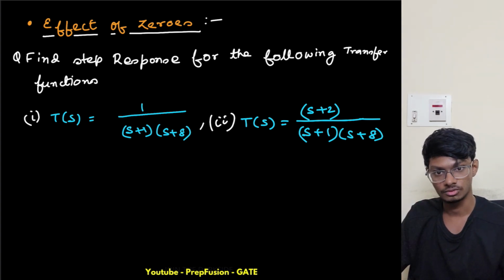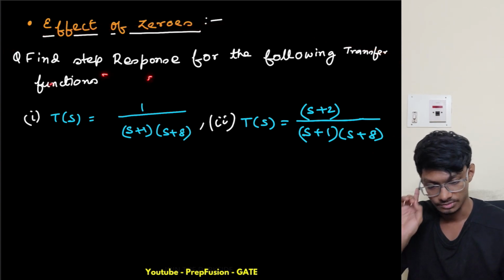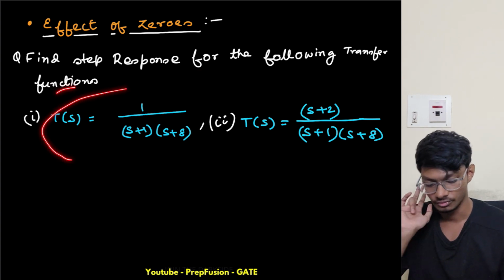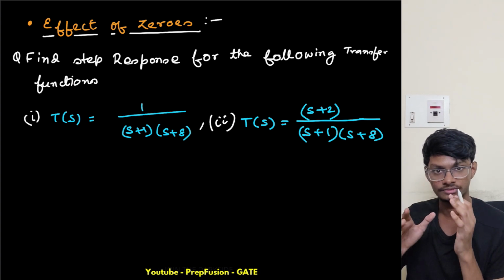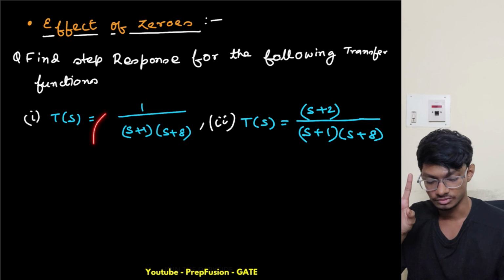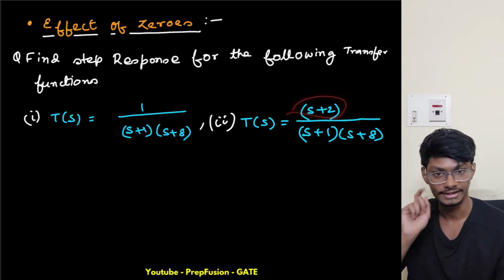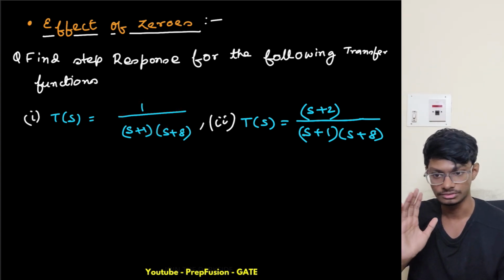So if I have some zero, like here I've given you a question: find the step response, this is unit step only, okay, no worries, for the following transfer functions. So one is this one and one is this one. Now pause this video and solve it, okay. Check how my step responses are for this one and this one. So what is the difference between these two? I have a zero here at s equals -2 and I don't have a zero there. So yeah, let's start our solution.